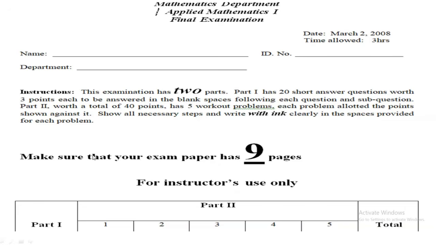So directly going to the final exam. As you see, this final exam has two parts. Part 1 has 20 short answer questions and part 2 has 5 different workout questions. So I'm now going to show you how all these questions can be done.